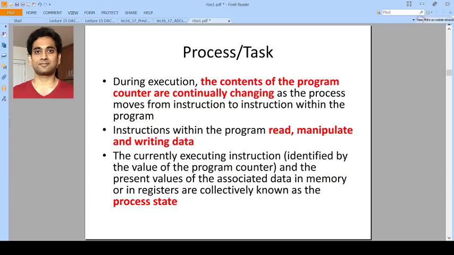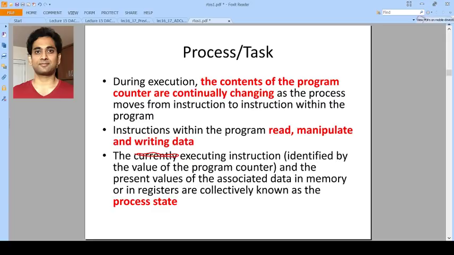Now, as a process or task is running during execution, the contents of the program counter are continually changing. They move to point to the next instruction to be executed within the program, and then the instructions themselves can read, write, or manipulate data. Well, I should say the next instruction to be fetched is identified by the program counter, and the present values of data in memory or in registers are collectively called the process state.